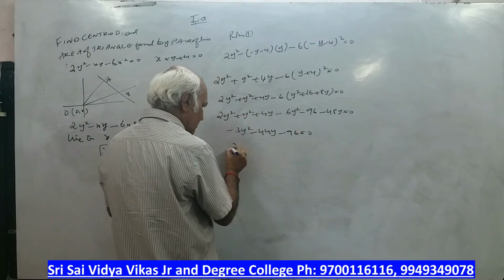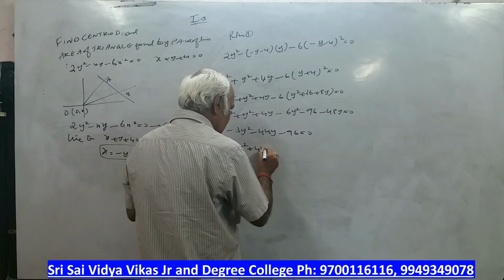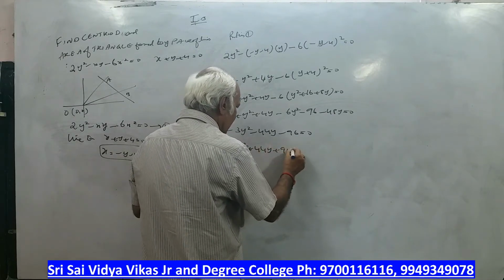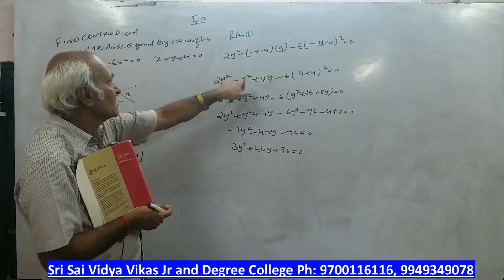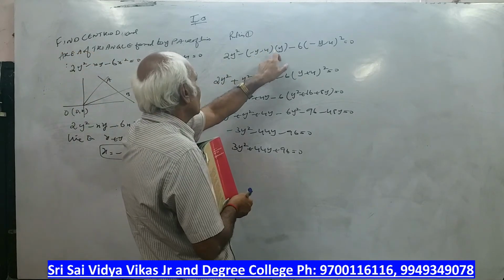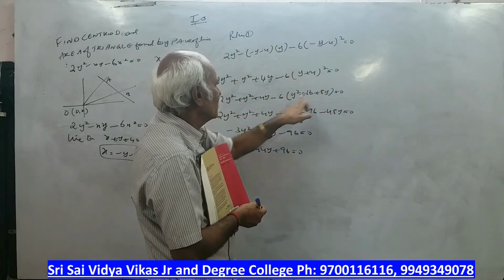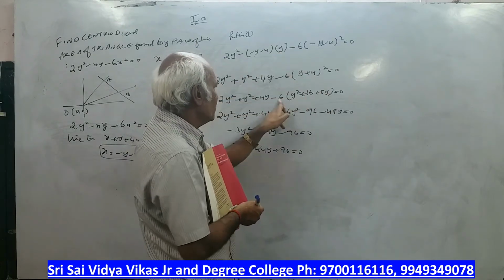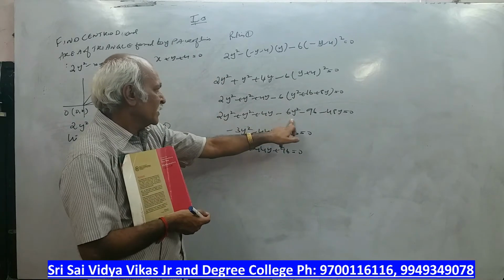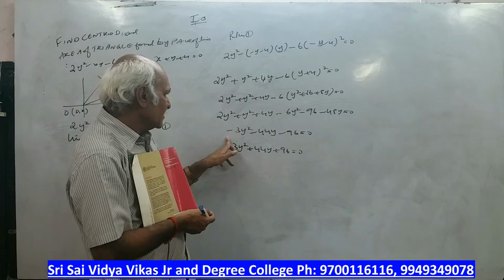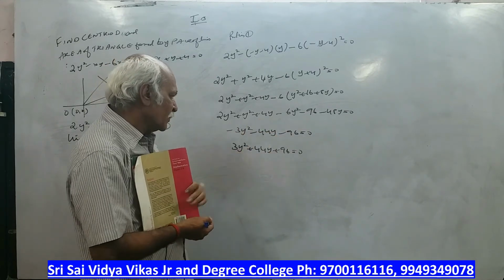Remove the minus sign. Plus 96 is equal to 0. So 2y square plus y square, xy. x is minus y, so this becomes plus y square plus 4y. This is y plus 4 whole square, y square plus 16y plus 8y. Open the bracket, minus 6y square minus 48. 2y square minus 6y square plus y square, that is minus 3y square minus 44y minus 96. Remove the minus sign.